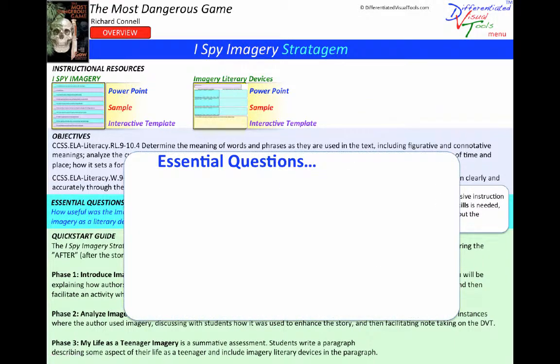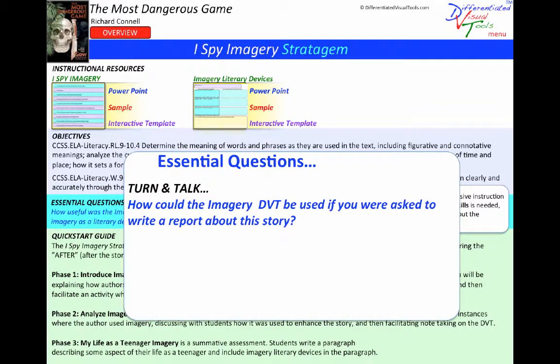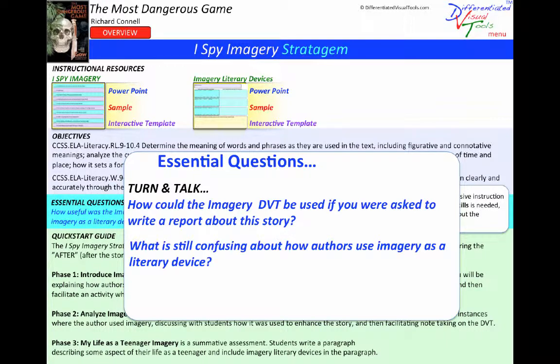At the end of the lesson, be sure to pose the essential questions. So have students turn and talk and discuss, how could the imagery DVD be used if you were asked to write a report about this story? And another question you might pose is, what is still confusing about how authors use imagery as a literary device?